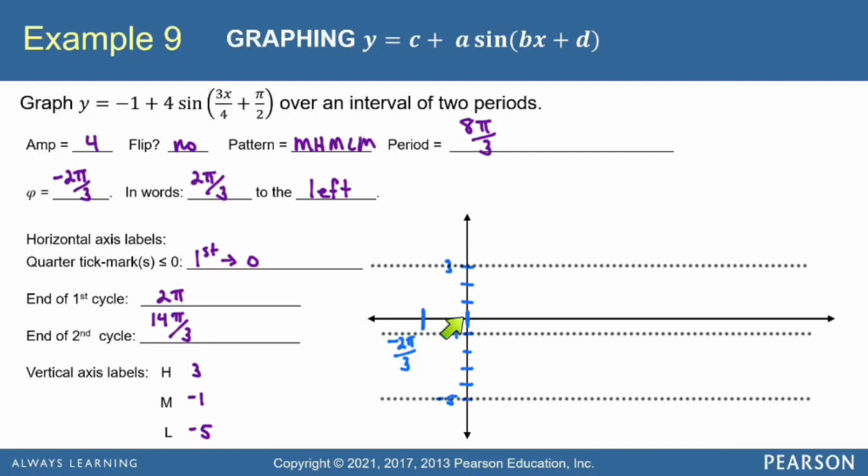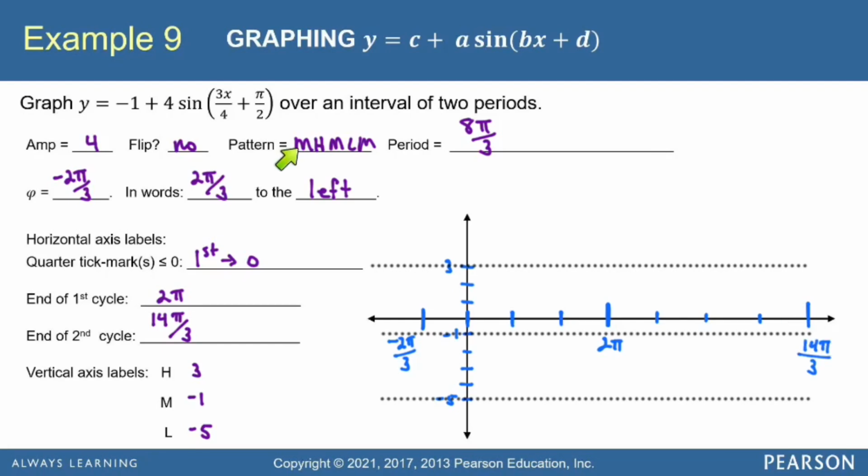Notice how far apart they're spaced. So I need the rest of them to be spaced the same. So there's 1, 2, 3, 4, and that's the end of the first period, so I'll label that 2 pi, and then keeping the spacing the same, 1, 2, 3, 4, and the label at the end of that second period is going to be 14 pi over 3.